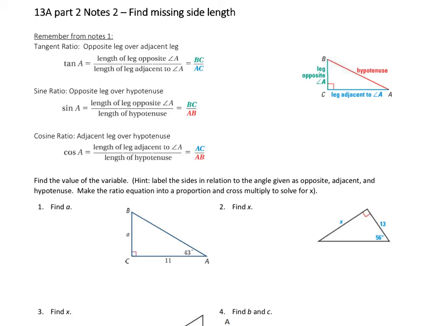In notes number 2, we're going to use our trig ratios to find a missing side. So I copied over what we had seen on the previous video, so our ratios of how they're set up. Remember, tangent is opposite over adjacent, sine is opposite over hypotenuse, and cosine is adjacent over hypotenuse. And there's our labels again.